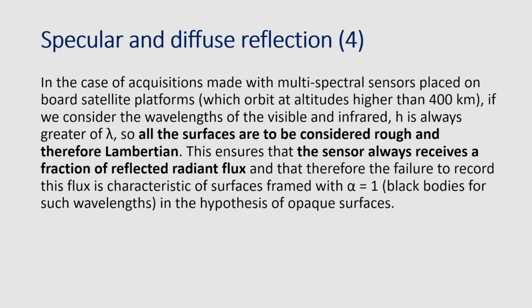Specular and diffuse reflection, 4. In the case of acquisitions made with multispectral sensors placed on board satellite platforms, which orbit at altitudes higher than 400 km, if we consider the wavelengths of the visible and infrared, h is always greater than lambda, so all the surfaces are to be considered rough and therefore Lambertian. This ensures that the sensor always receives a fraction of reflected radiant flux, and that therefore the failure to record this flux is characteristic of surfaces framed with alpha equals 1, black bodies for such wavelengths, in the hypothesis of opaque surfaces.